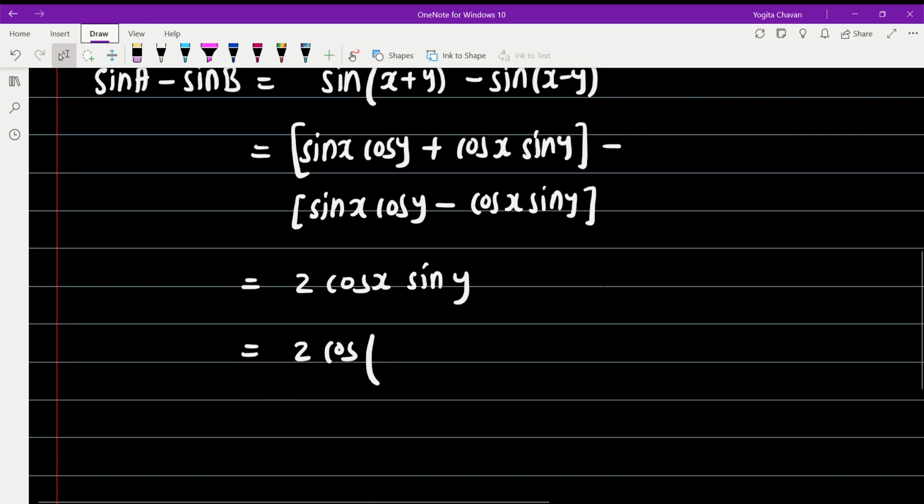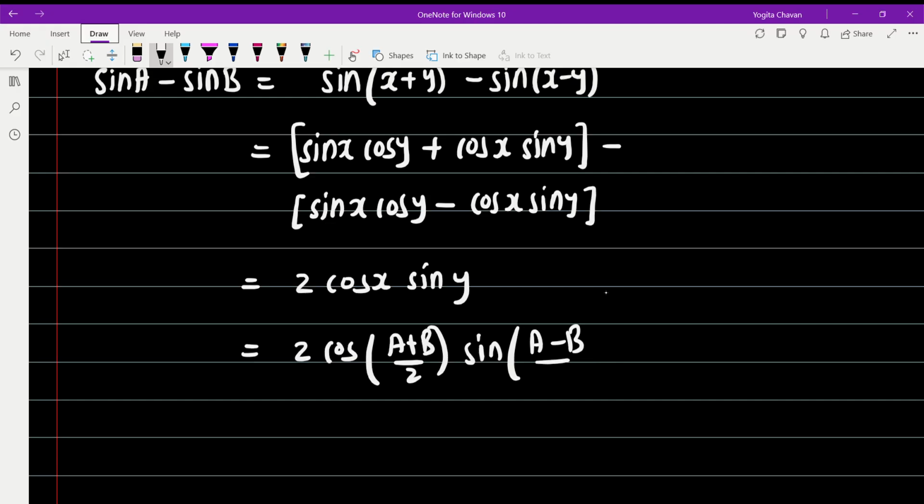So this is 2 into cos((A plus B) upon 2) into sin of y, but y is nothing but (A minus B) upon 2. And what is the left hand side? It is sin A minus sin B. So sin A minus sin B is equal to 2 into cos((A plus B) by 2) into sin((A minus B) by 2).